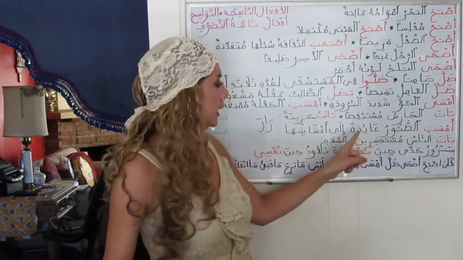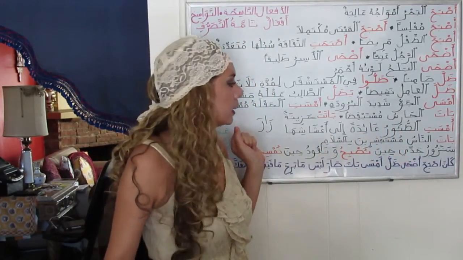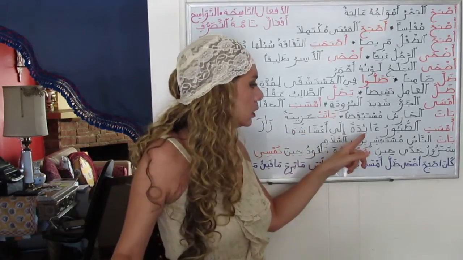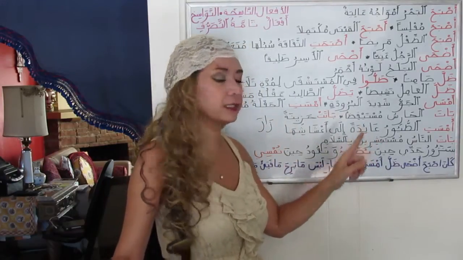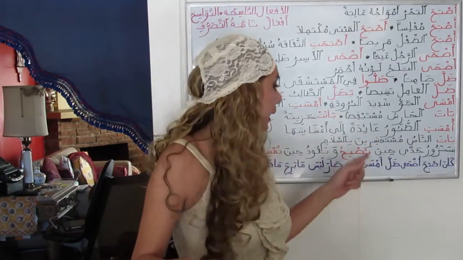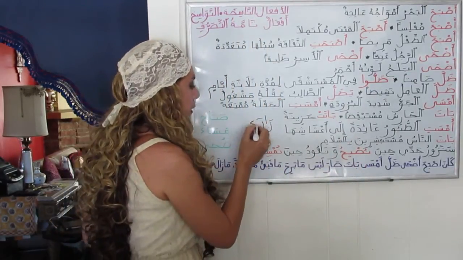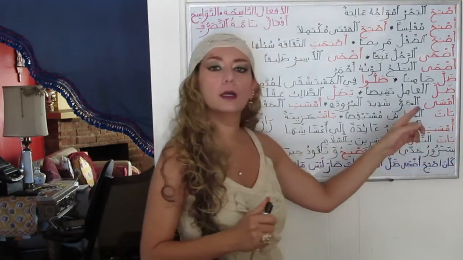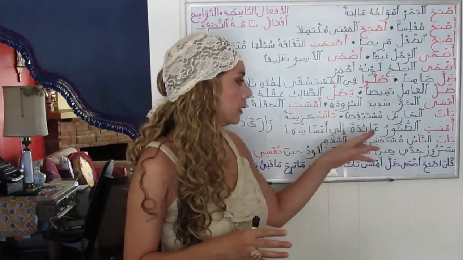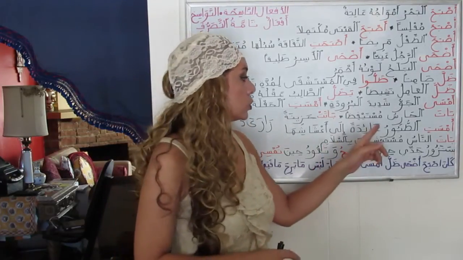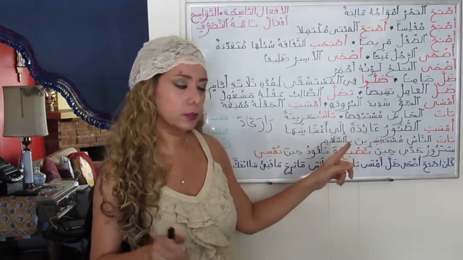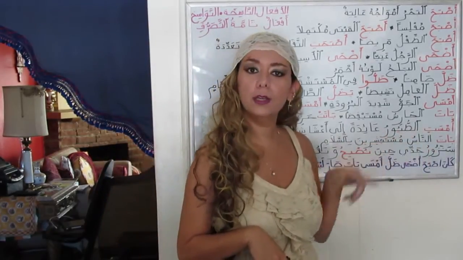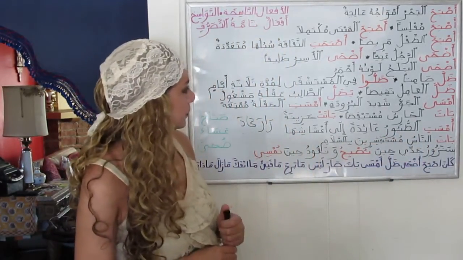أمست الطيور عائدة إلى أعشاشها. Here, what's going on? Where is the action? The action is, we can understand the action from the active participle عائد, from the verb عاد, عاد to return. And أمسى is referring to time. And this is the action. So the birds returned to their nests when? In the evening. Alright.